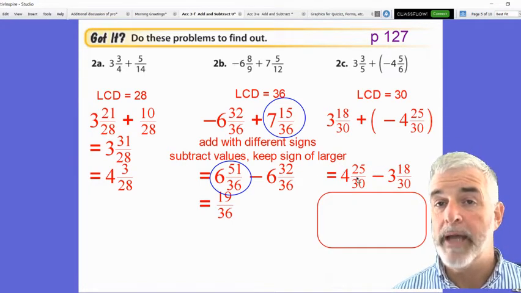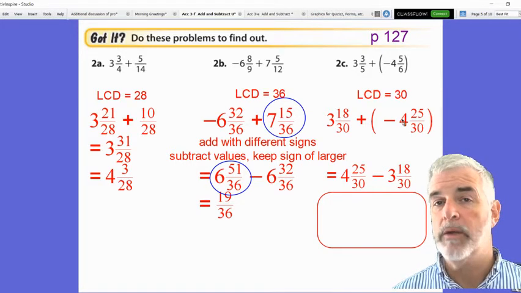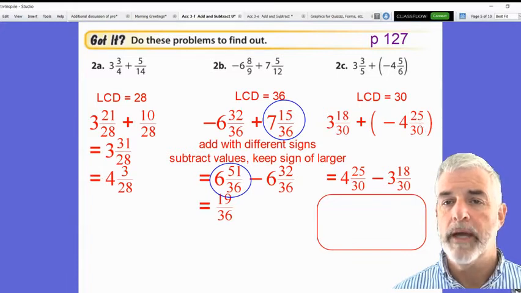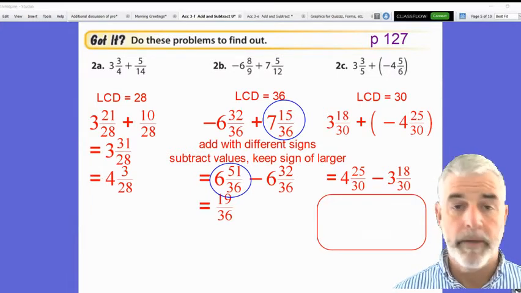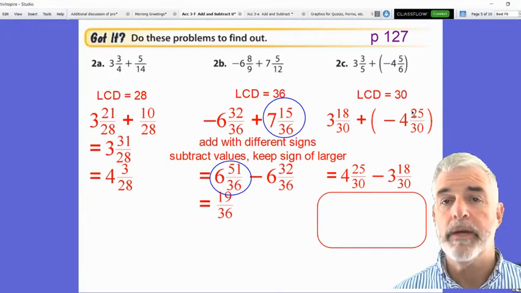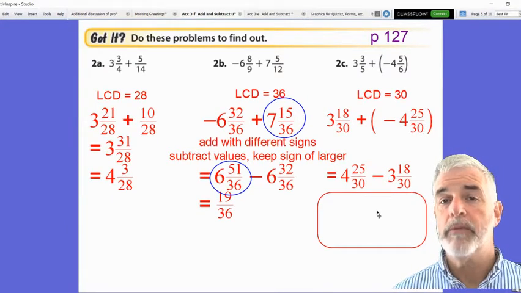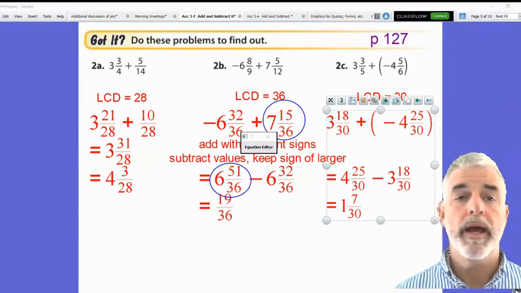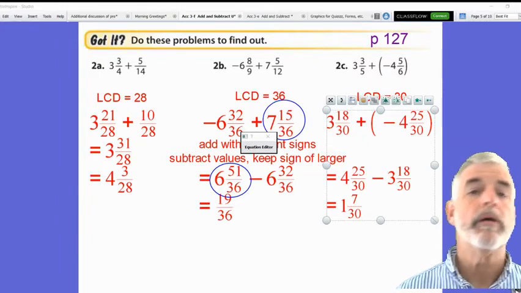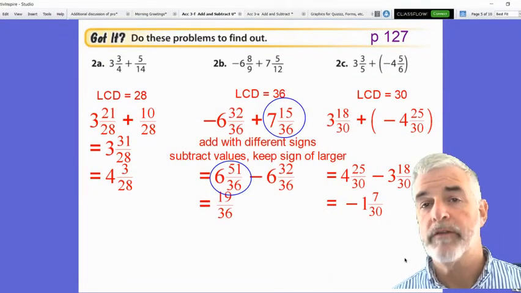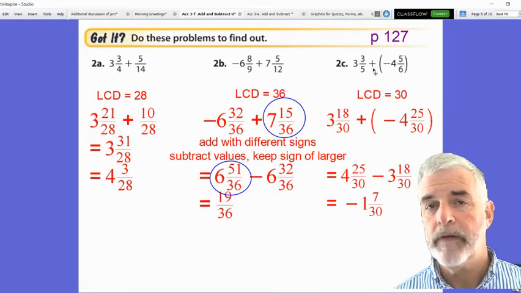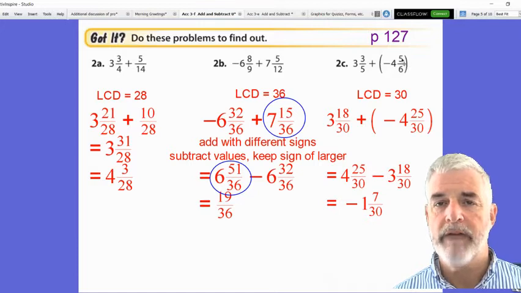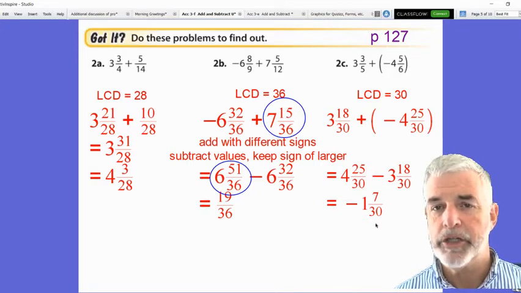Is it positive or negative? That's when I look up here and see what the sign is of the larger of these two numbers, the larger absolute value. The larger absolute value is the 4 and 25/30ths. So my answer is negative 1 and 7/30ths. Forgot to estimate this one. Let's see, that's 4 minus 5, so negative 1-ish. There you go.